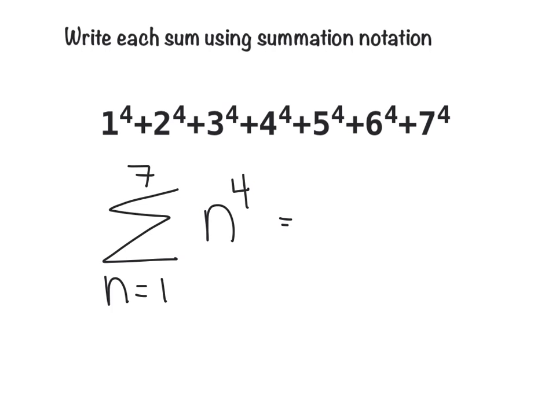And again, you can check and make sure it works out. So I would get 1 to the 4th plus 2 to the 4th plus 3 to the 4th. I'm getting what I'm supposed to get, dot, dot, dot, all the way up to 7 to the 4th. So we just have to come up with a pattern. Many times there's more than one answer, so you don't always have to have the same thing your partner does. But just keep that in mind. Let's try another one.